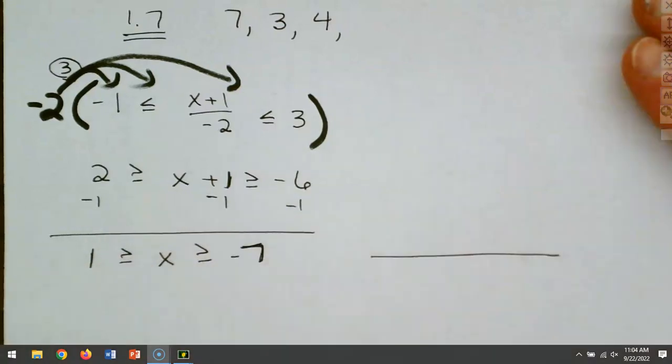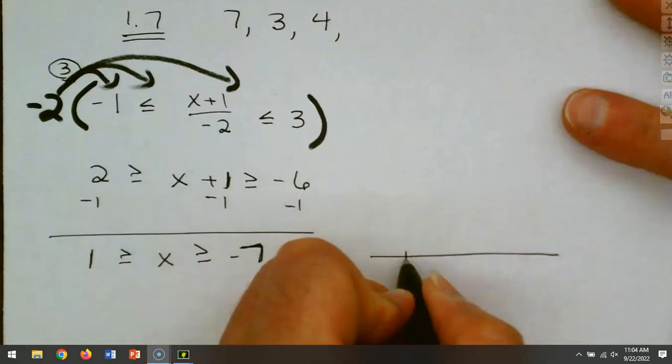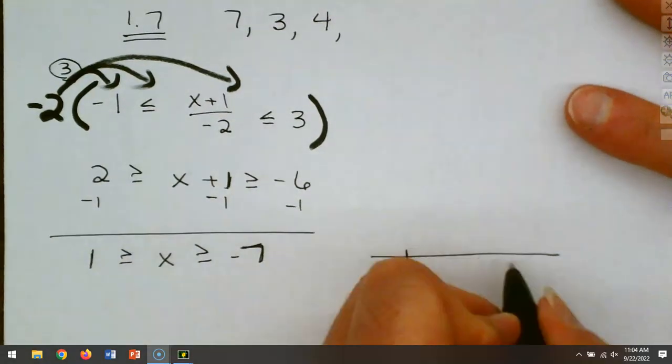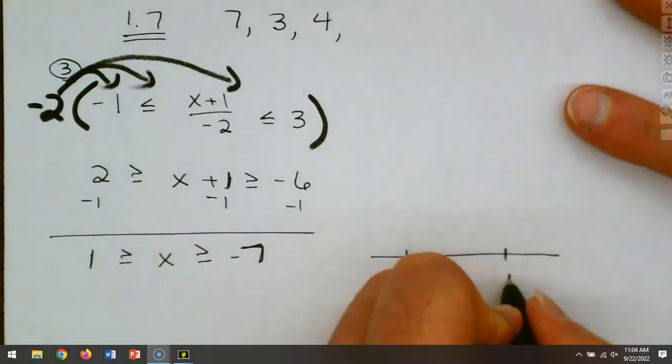Now, what we have to be careful of is when we put these on the number line. All right, so we need to make sure we put them in the correct order. We multiplied by a negative. That flipped our inequality symbols, right? So that is also going to change how they are on the number line. So negative 7 is the smaller number, so it's going on the left. Positive 1 is over here.